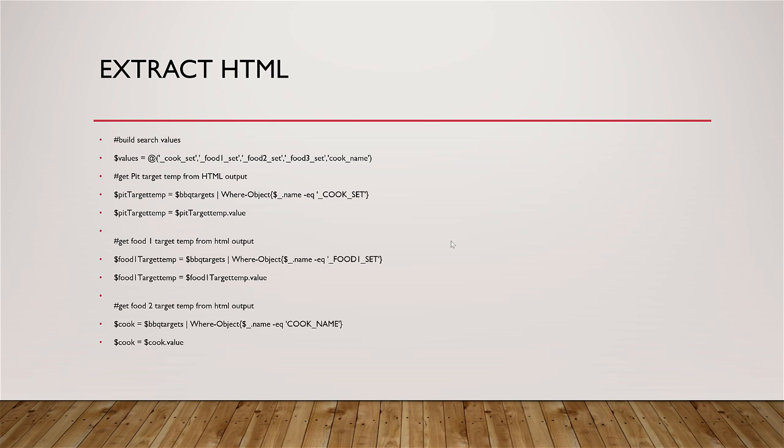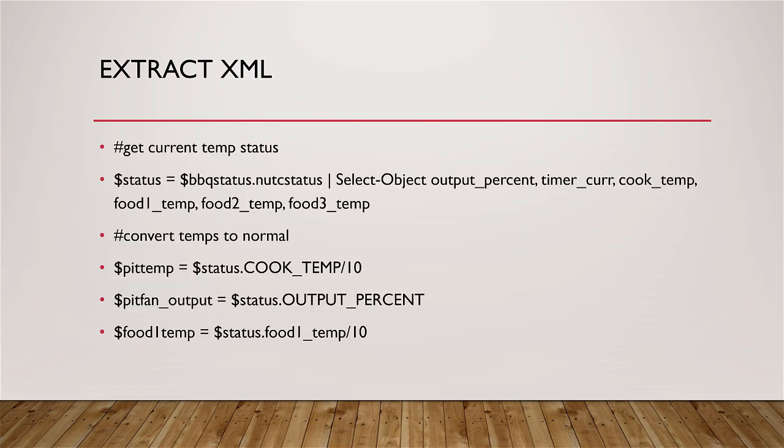Then I extract that HTML and get the status for each probe, which are my pit temp and my food temperatures, and convert those to PowerShell objects that I can add to our JSON payload. Finally, I take the status from the XML and get that data. The status temp comes in weird, so I have to divide it by 10 to get the actual temperature.